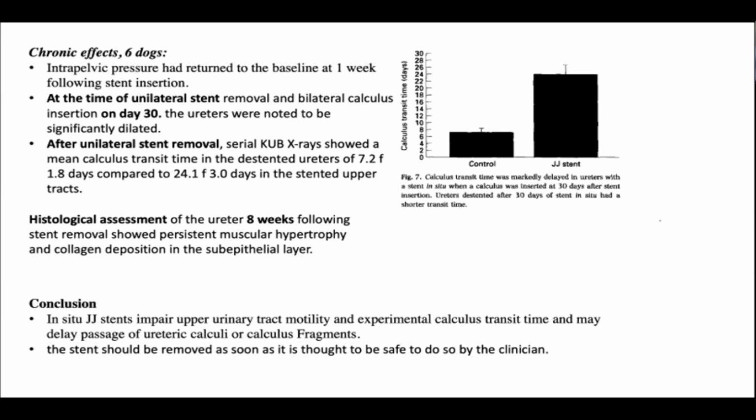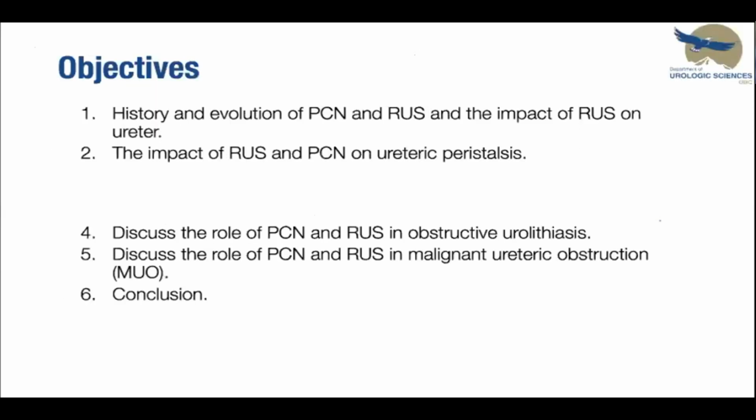Histological assessment of the ureter 8 weeks following stent removal showed persistent muscular hypertrophy and collagen deposition in the subepithelial layer. The author has recommended that the stent should be removed as soon as it is thought to be safe to do so by the clinician.